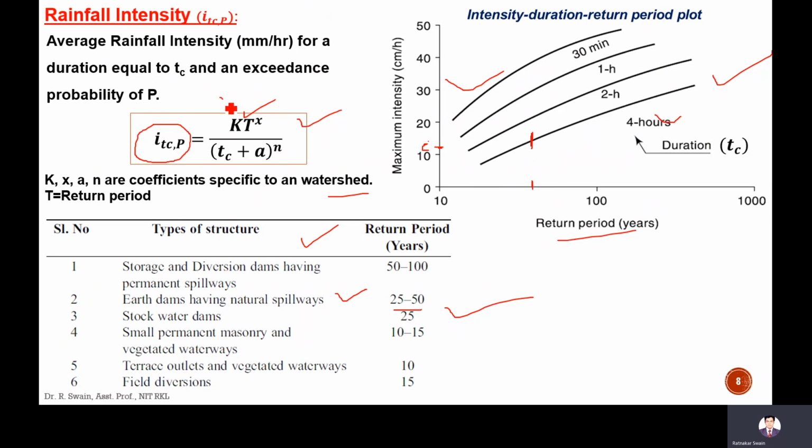This equation is not required if we have the plot. If we do not have the plot, then the equation is required. So K, A, X, N are coefficients specific to one watershed. For a different watershed, they are different but fixed. Different authors and scientists have given values of these coefficients.